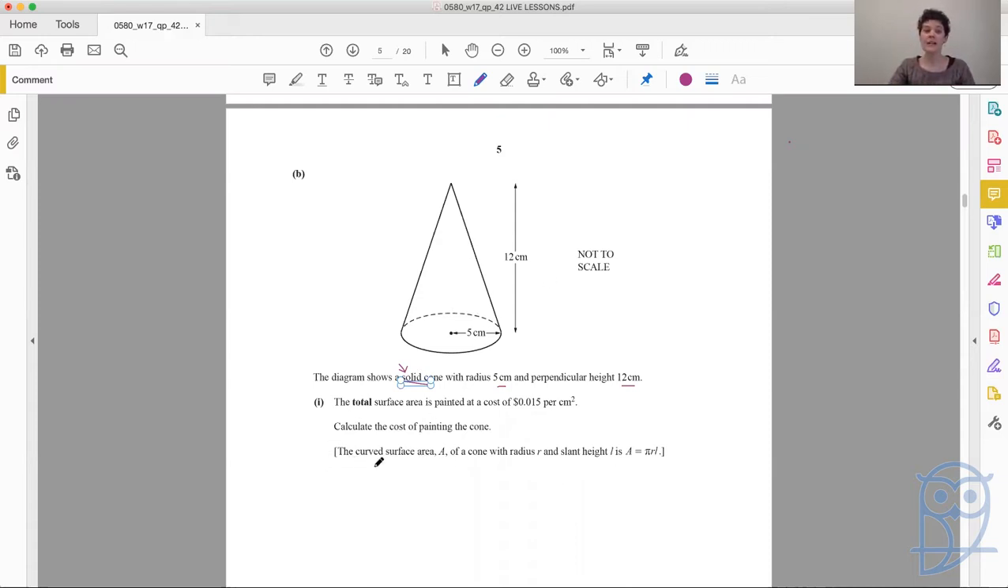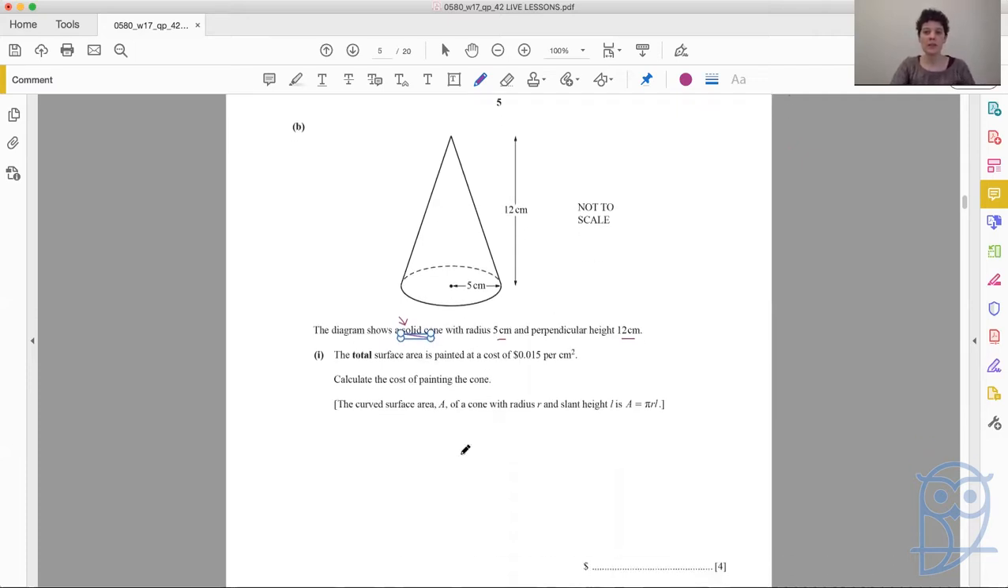They do tell us that the curved surface area A of a cone with radius r and slant height L is A equals pi r L. Fantastic, that will help us a lot because we need that curved surface area plus the circle. But when we look at this, we think again, hold on. We have the perpendicular height, 12. This 12 belongs here. We don't have the slant height, L. So the first thing we're going to have to do is calculate the slant height.